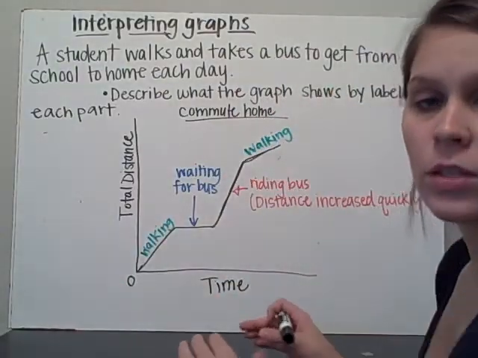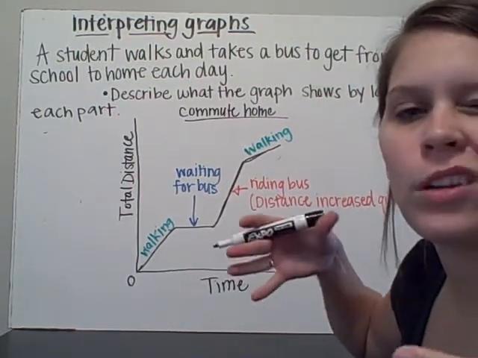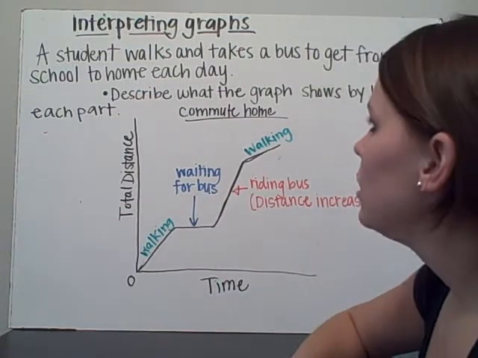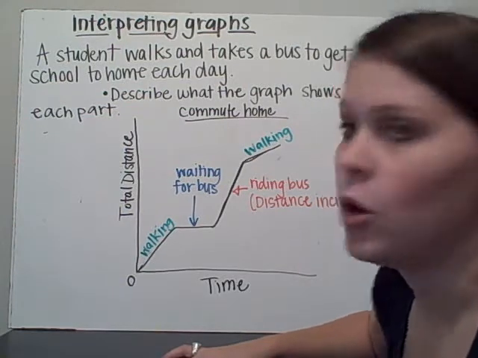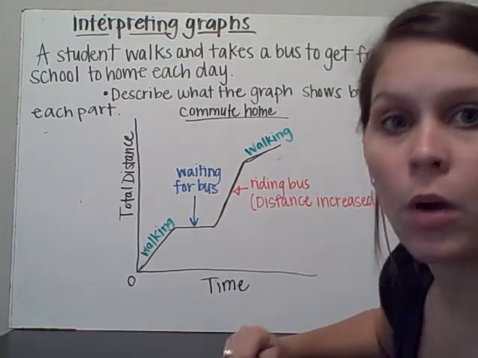Interpreting graphs. So this is when we are given a graph and we're given a story and we interpret the different parts of the graphs depending on the story. So it says a student walks and takes the bus to get from school to home each day. Describe what the graph shows by labeling each part.